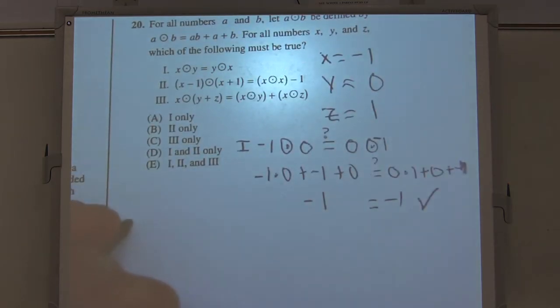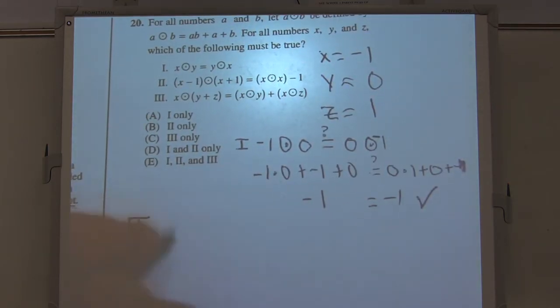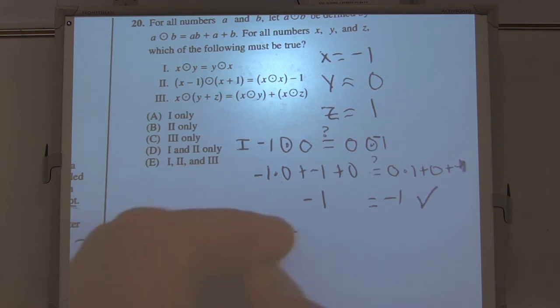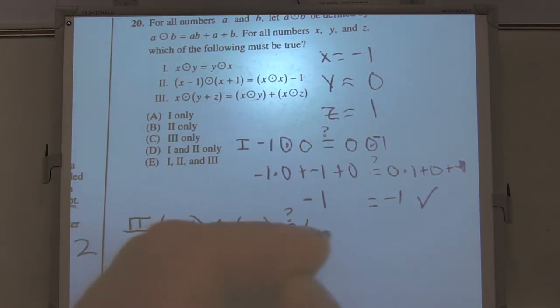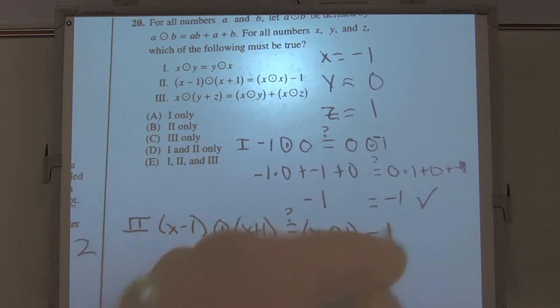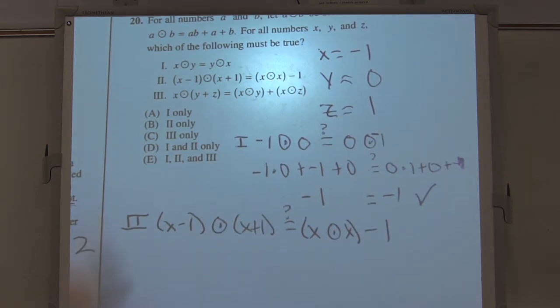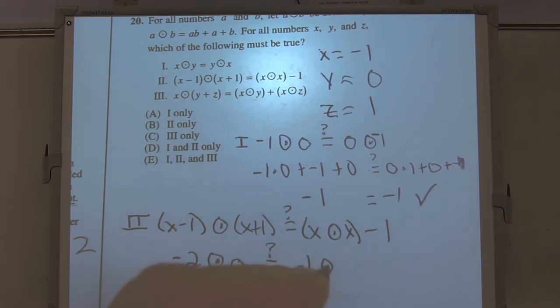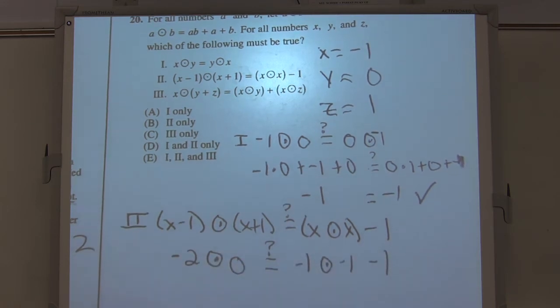Let's try Roman numeral 2. Okay, they want to know is X minus 1 circle X plus 1 equal to X circle X minus 1? All right. So when I plug in X, -1 minus 1, that just gets me -2. So -2 circle -1 plus 1 is 0. Does that equal -1 circle -1 minus 1? Okay, I'm just going to crank them out.